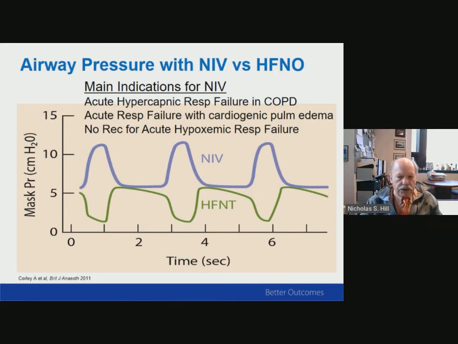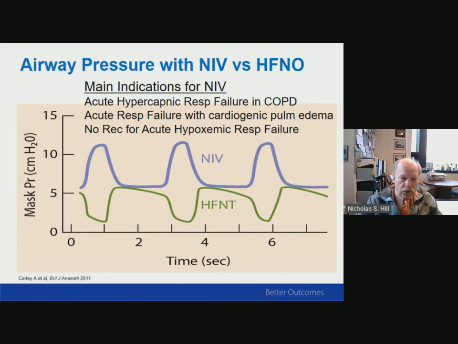So with non-invasive ventilation, as I said earlier, it's about the pressure, and the two main indications, acute hypercapnic respiratory failure and acute respiratory failure with cardiogenic pulmonary edema, relate to the effect. With acute hypercapnic respiratory failure during COPD, the expiratory pressure will counterbalance auto-PEEP, and the higher inspiratory pressure serves as almost a power steering effect, if you will, during inspiration, as it relieves the need to apply force from the diaphragm and other inspiratory muscles.